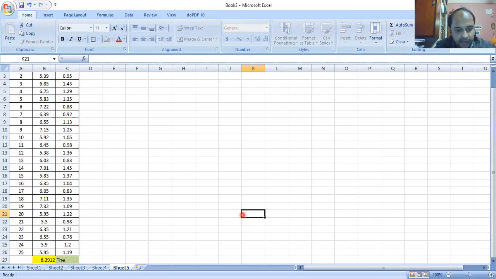The average of averages, that is, X bar is equal to 6.2912 and R bar is 1.1328. This I have calculated right now using Excel.